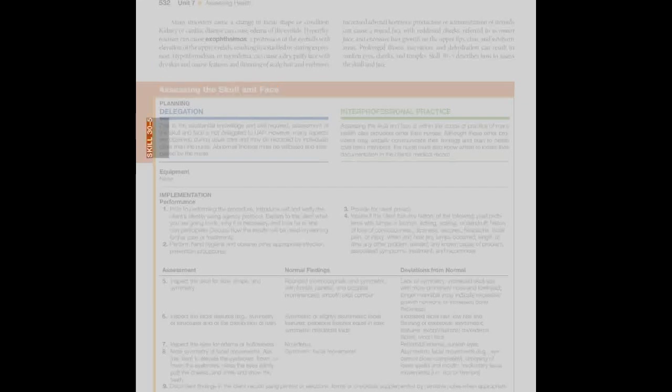Assessing the skull and face. Skill 30-5. Increased adrenal hormone production, or administration of steroids, can cause a round face with reddened cheeks, referred to as moon face, and excessive hair growth on the upper lip, chin, and sideburn areas. Prolonged illness, starvation, and dehydration can result in sunken eyes, cheeks, and temples. Skill 30-5 describes how to assess the skull and face.